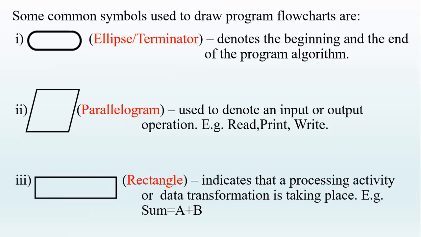Number three is a rectangle, which indicates that a processing activity or data transformation is taking place. Simply, it is used to illustrate an operation. For example, add A to B and assign the results to a memory location called sum. In other words, sum equals A plus B.